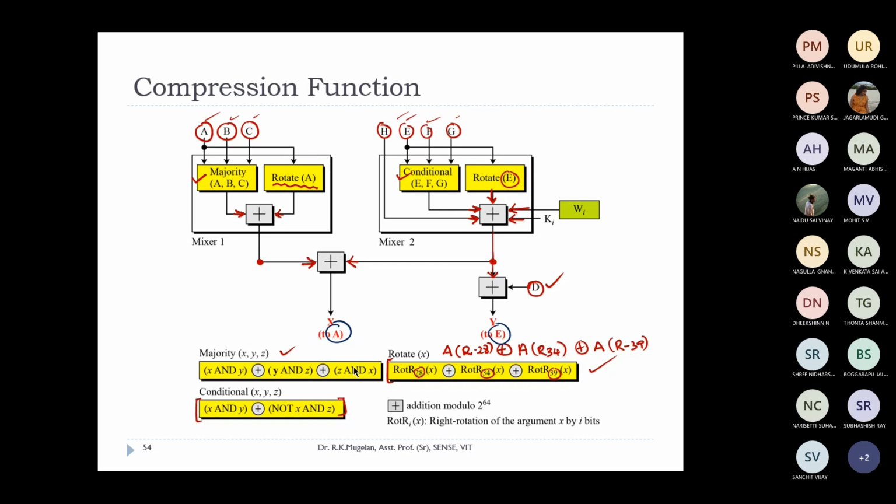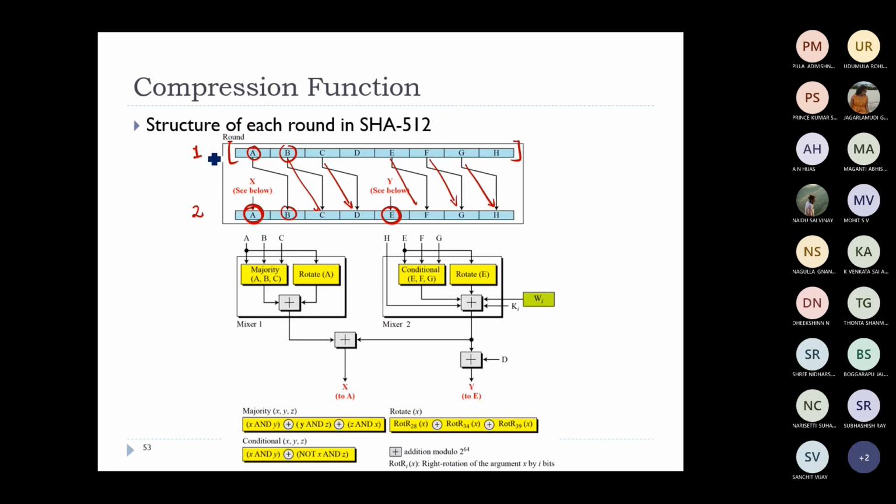Sir, in this, we're taking the input as A, B, C, and finally when we get the output, it's only one output. So for the second round, what are we taking as the input? Actually here we are getting two outputs, A and E, and that is what I am saying. This is from round one. So round one values are this one.